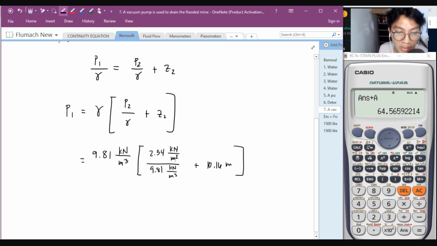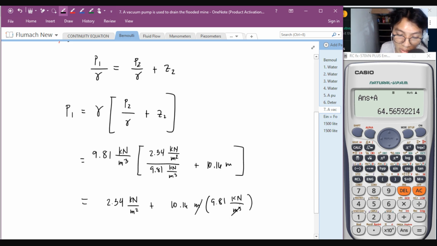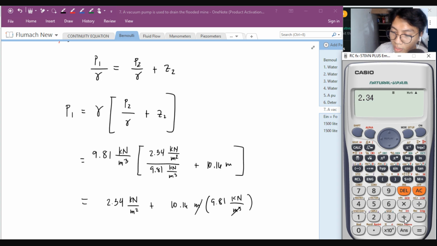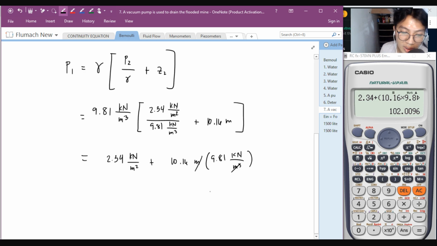So, dito, pag minultiply ko ito, ang lalabas, dapat dito, 2.34 kilonewton per meter squared plus 10.16 meter multiplied to 9.81 kilonewton per meter cube. Cancel mo lang isang meter dito tsaka isang meter dito. So, the answer will be 2.34 plus 10.16 times 9.81. The answer will be how many? 102.01 kPa. Yan yung pressure niya at the suction.